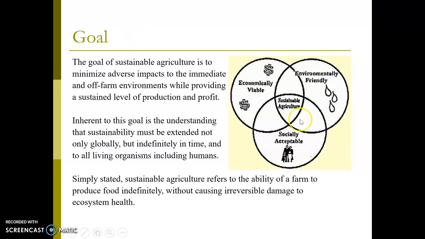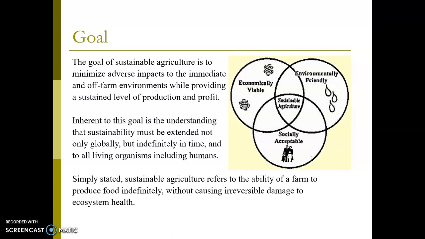Here in this diagram you are watching economically viable, then sustainable agriculture. This one is environmentally friendly and socially acceptable. As we studied in the previous videos, for sustainable agriculture it is very important to focus on organic farming, conventional farming, industrial agriculture, agroecology, climate smart agriculture, and integrated plant production. So all these aspects are very important.